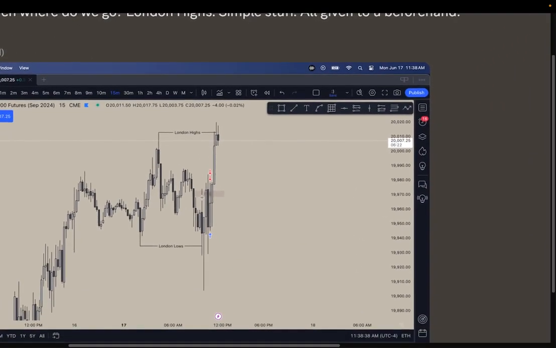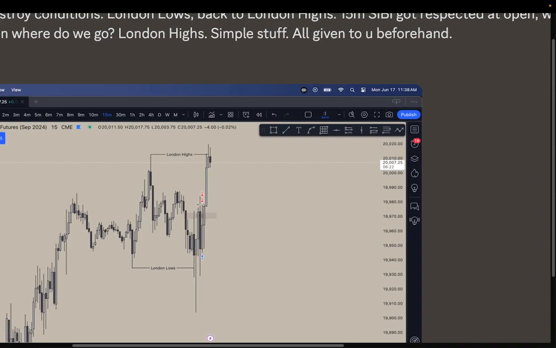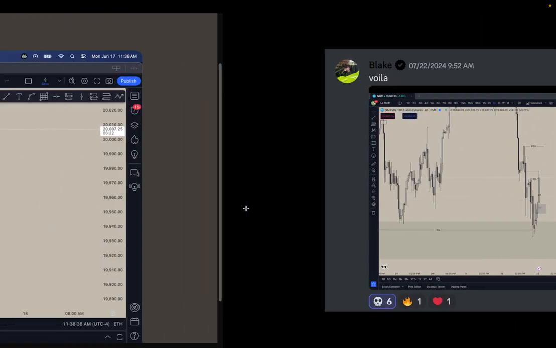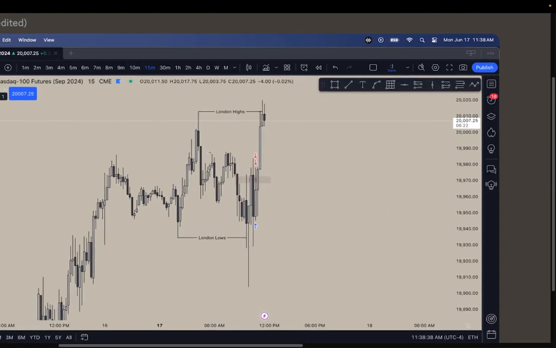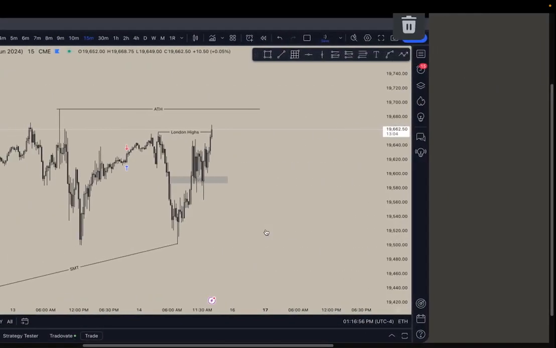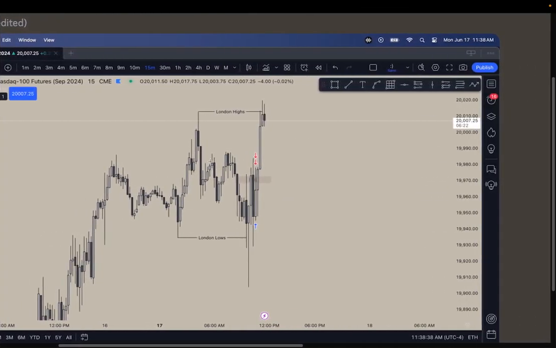What do we do? At open, we trade towards this. We respected it. We traded back towards London lows. Then afterwards, we disrespected this right here. We disrespected this. And then we went straight towards London highs, right? So what were we doing here? We were delivering from where? Buy side, right? Right here, we were delivering from buy side liquidity.